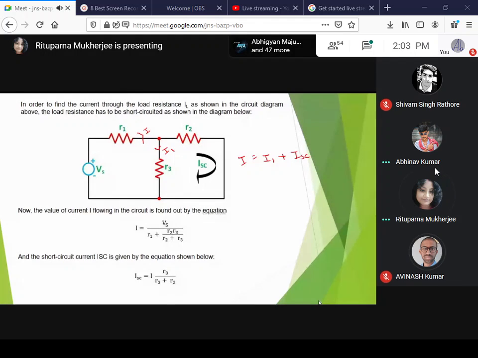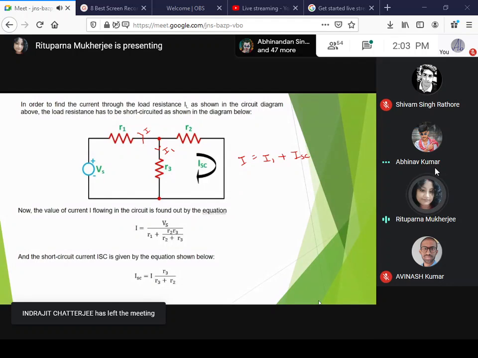Okay, so the total current is I and it is divided into two parts. Suppose this one is ISC, and this one is I1, or you can say I minus ISC. These two are parallelly connected, right? So we can use the current division rule. Here ISC equals the main current into the opposite resistance divided by the total resistance. In that way, I can calculate the short circuit current, right?